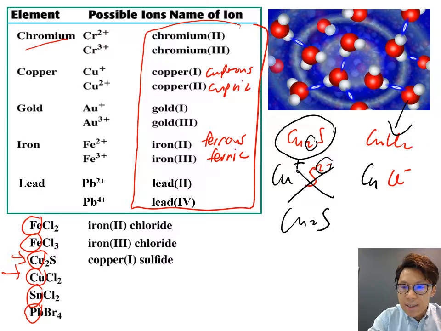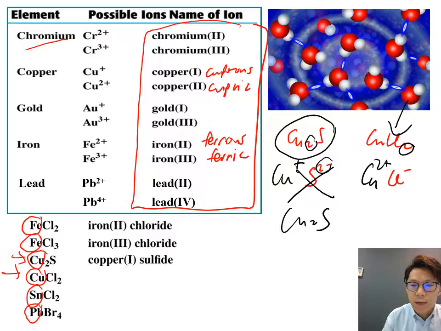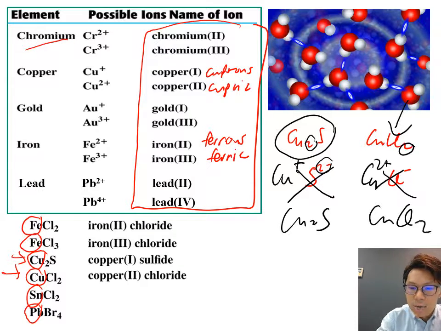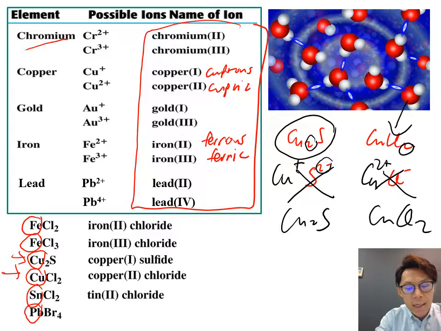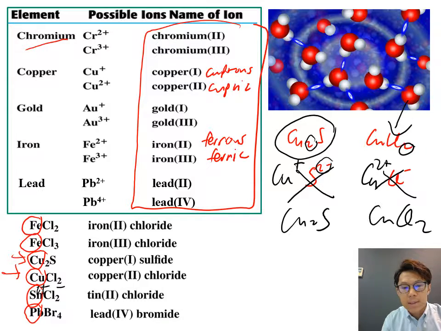Okay, so look at this example. So the chloride is Cl minus. As you can see, there's a 2 there. So this copper will be copper 2 plus. Right? So as you can see, when you cross over, you will get CuCl2, which is known as copper 2 chloride. And here we have tin 2 chloride, because chloride is 1 minus, so the tin must be 2 plus. And then the last example will be lead. So once again, lead comes with lead 4 bromide. Okay.